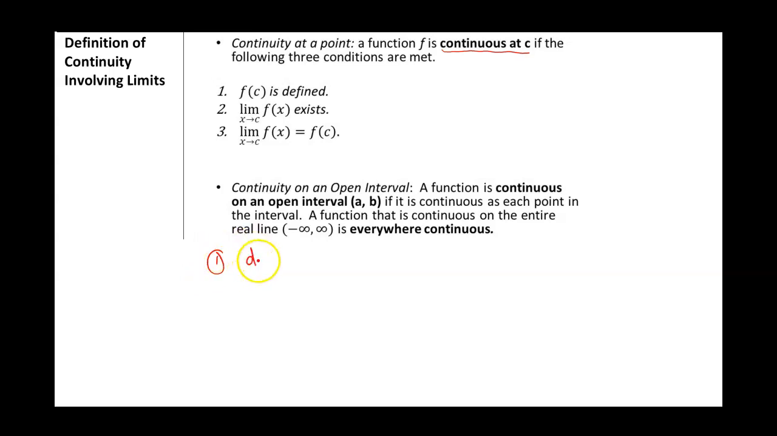So here's an example of when f of c is defined. Let's say I have a curve like this, and I'm looking at x equals 1. Okay, that's my c value. So f of 1 in this case is defined because that point exists on the graph.